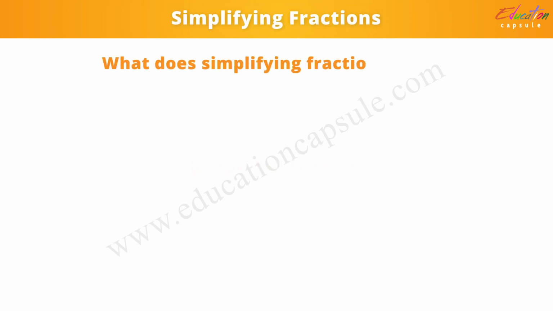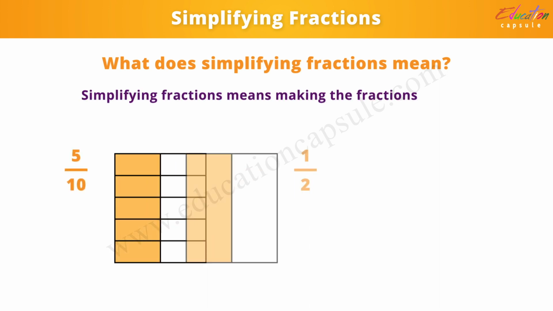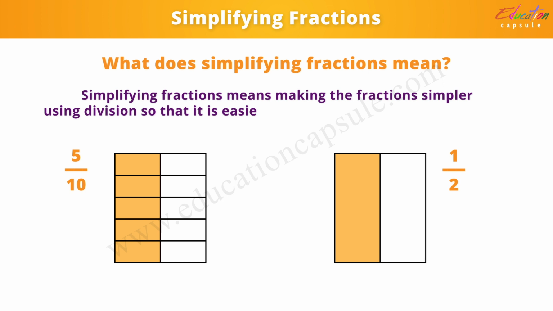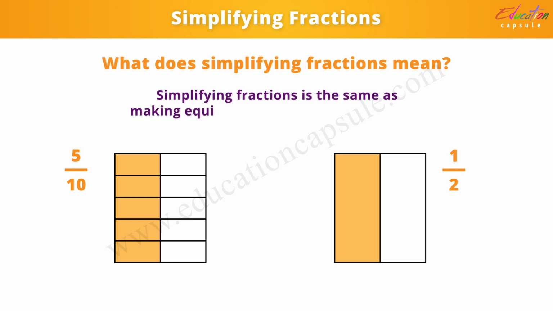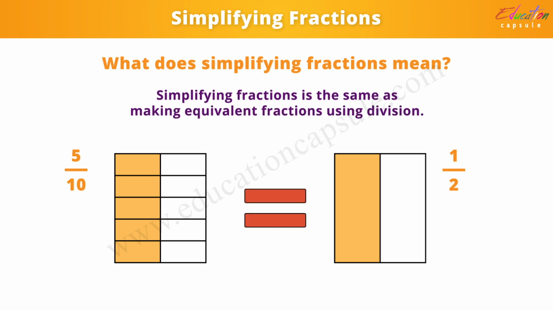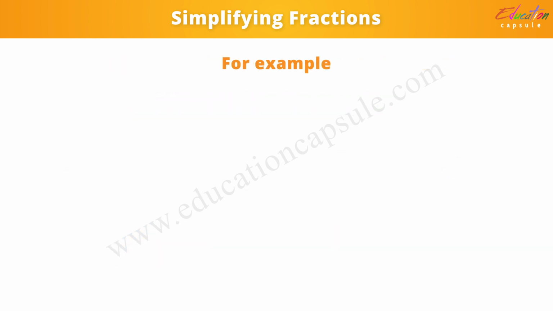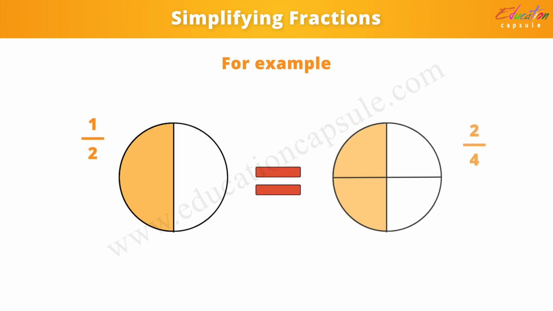What does simplifying fractions mean? Simplifying a fraction means making the fraction simpler using division so that it is easier to understand and work with. The simplified fraction is the same as the original fraction but has smaller numbers. Simplifying fractions is the same as making equivalent fractions using division. For example, 1/2 is the same as 2/4, but 1/2 is the simpler fraction as it has smaller numbers compared to 2/4.